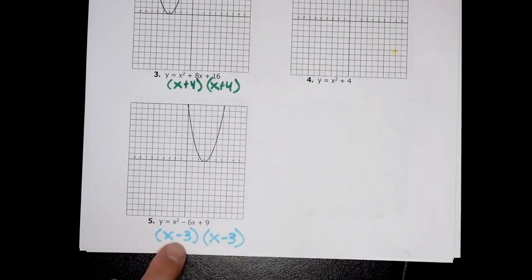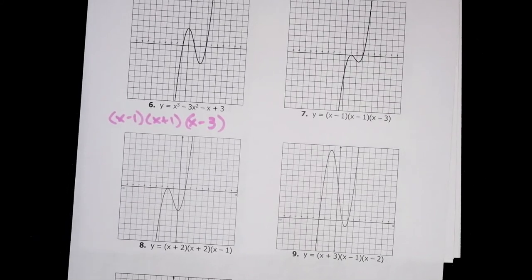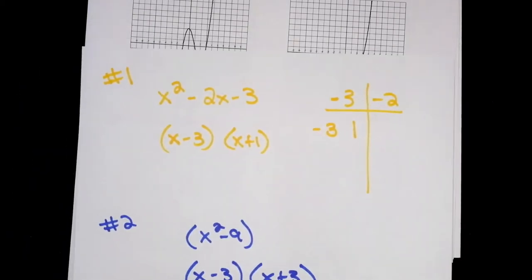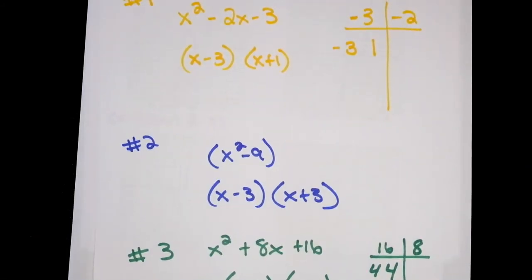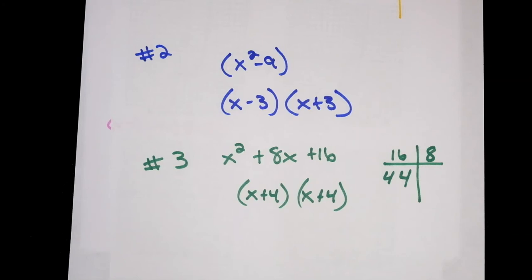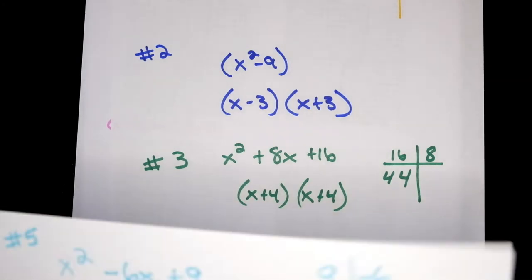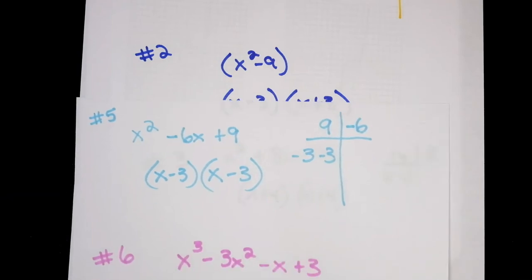And then down here I've got, for this one, x minus 3 times x minus 3 for number 5. Number 6, I factored to x minus 1 times x plus 1 times x minus 3. Now on these, I understand that maybe you're wondering how I factored some of them. This is not a video on factoring, so I'm just going to show you my work, and you can pause the video if you need to and go through that. This is number 1, number 2's work, number 3, number 4, remember, did not factor. Here is number 5 in light blue.